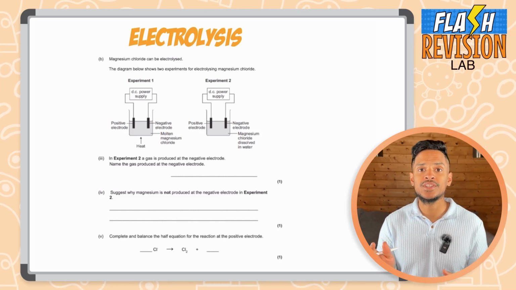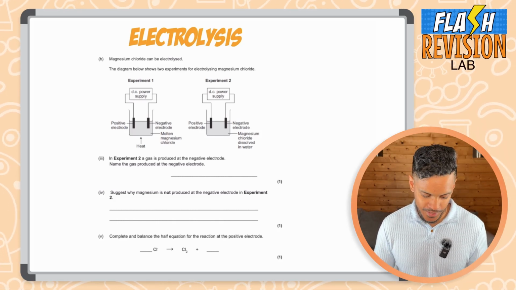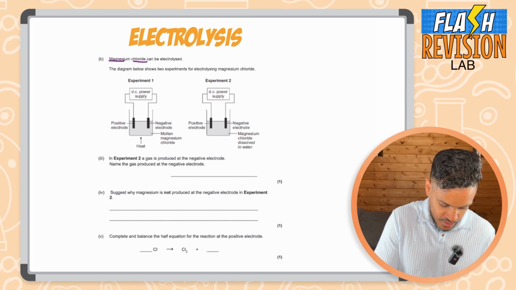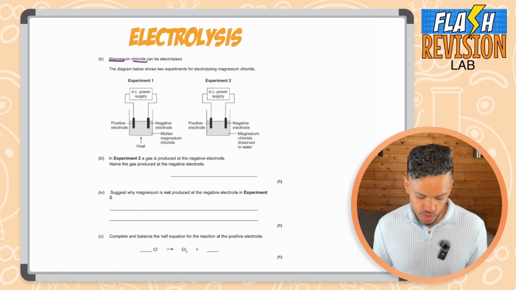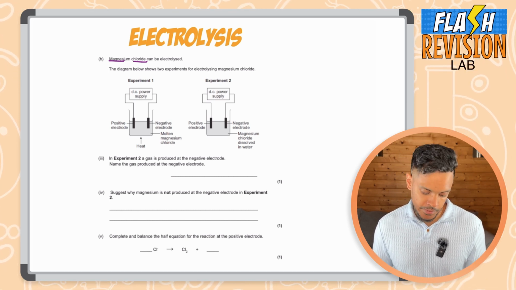Electrolysis of molten and aqueous compounds. Do you know the differences between them? So this question says magnesium chloride can be electrolyzed. The diagram below shows two experiments for the electrolysis of magnesium chloride. Look at the difference between the two.